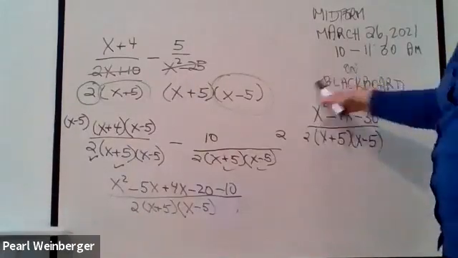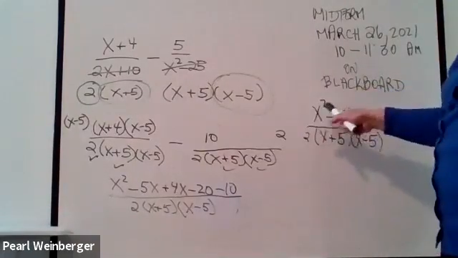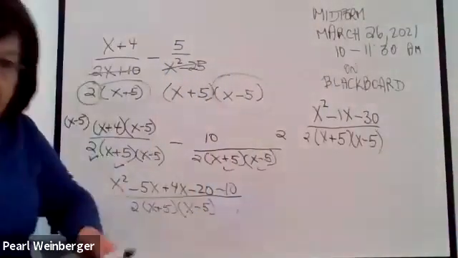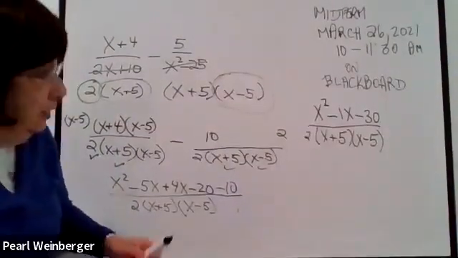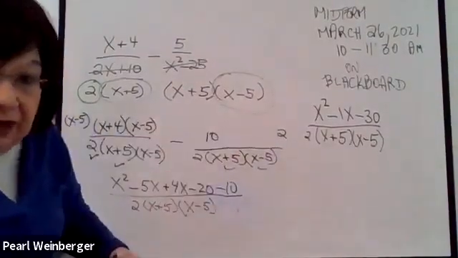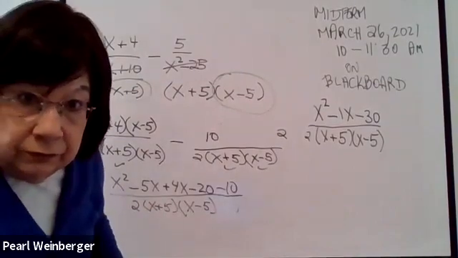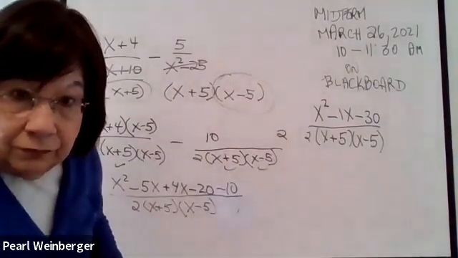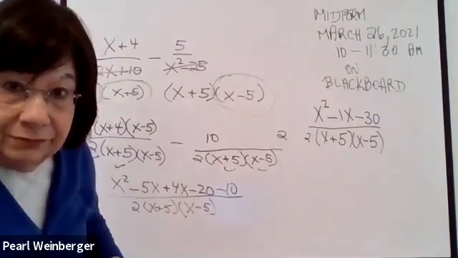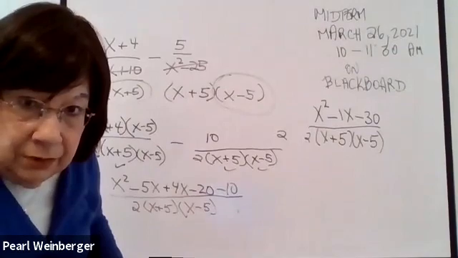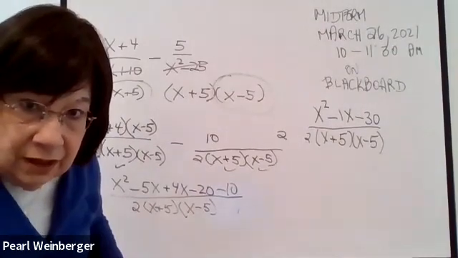And what we have to do is factor the numerator, the x squared minus 1x minus 30. Now I'm going to give you a couple minutes to try that. Factor the numerator. We're down to simplifying that fraction. Good job, Tivana.